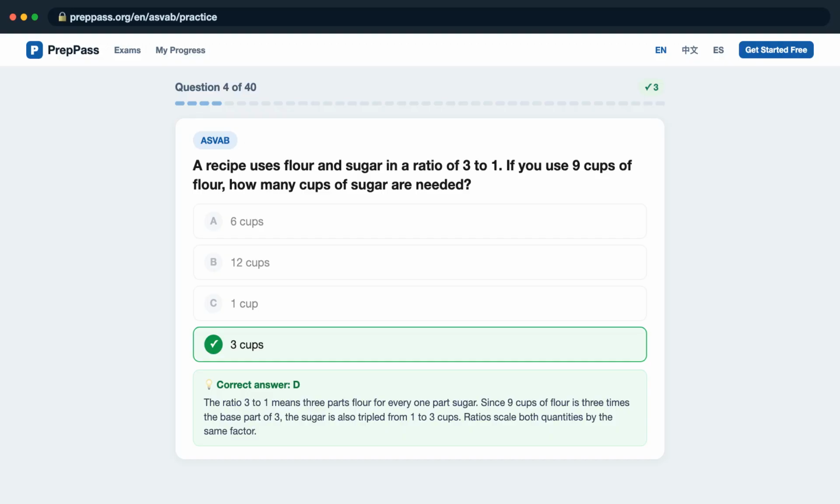The ratio 3 to 1 means 3 parts flour for every 1 part sugar. Since 9 cups of flour is 3 times the base part of 3, the sugar is also tripled from 1 to 3 cups. Ratios scale both quantities by the same factor.